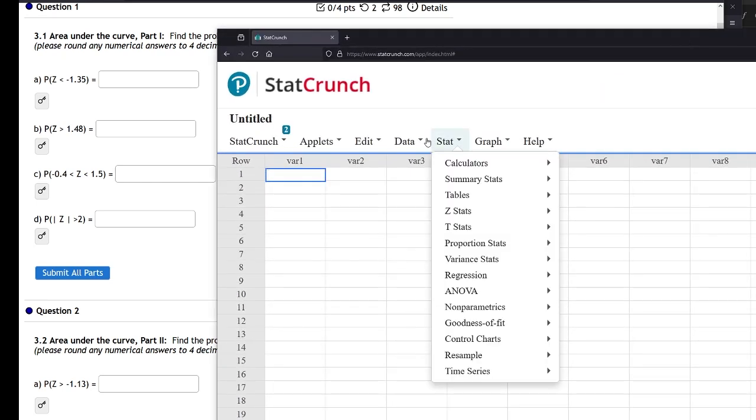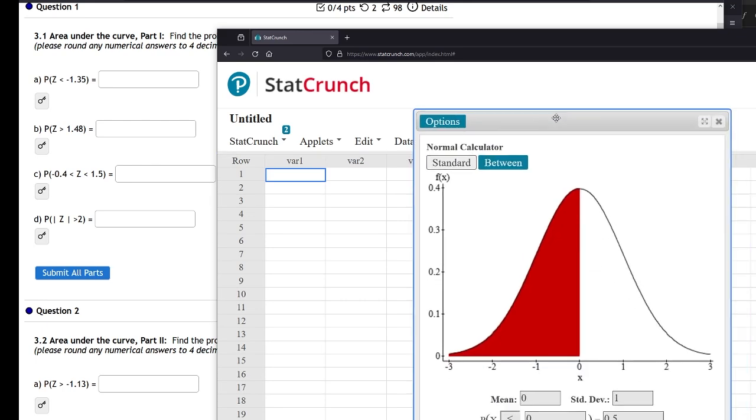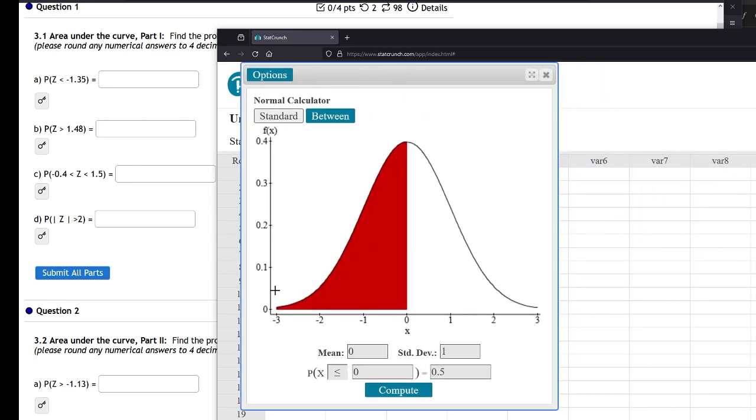And what you're going to do is go over here to where it says stats, and then it says calculators, and you're going to grab the one that says normal. So we come down here, grab normal, and it looks like this. That is a normal distribution. See, it's symmetric and it's bell-shaped, right? Symmetric and bell-shaped. That's a normal distribution. And this is going to do a lot of that calculating for us, so we don't have to look in tables like they did in some of the videos.